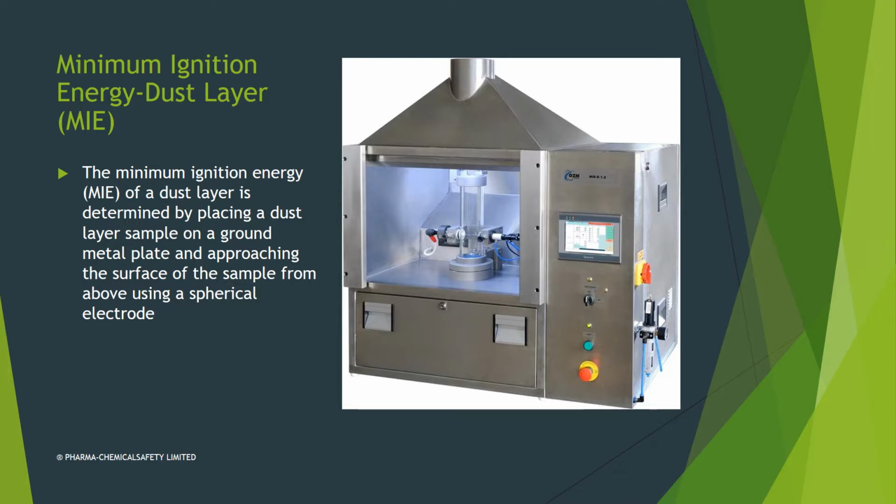And also the same parameter is measured for a dust layer. It's another one that is important to get. The values are going to differ a little bit, and it's determined by placing a dust layer sample on a grounded metal plate and approaching the surface of the sample from above using a spherical electrode. This is very important, especially when you're going to determine your cleaning program for the room, because that's going to tell you, for a layer of dust that you have, what the minimum ignition energy is to create a deflagration. So that's very important to get as well.